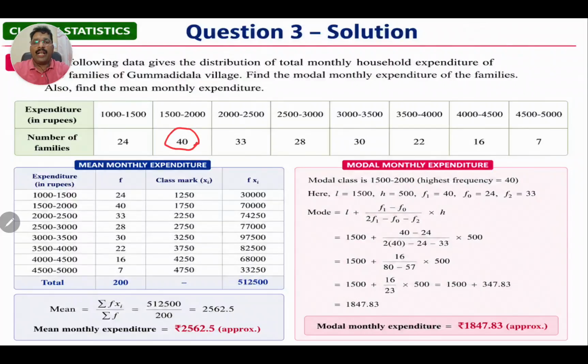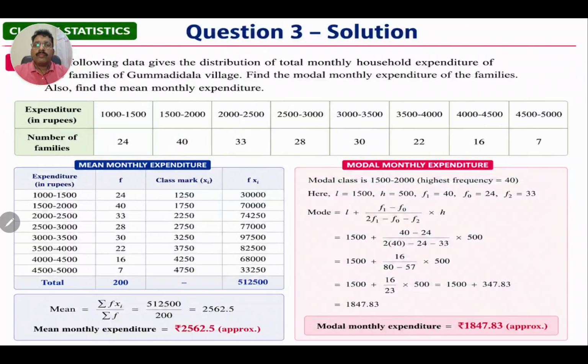So that class is called the modal class. If you know the modal class, then the f0 value before it, f1, f2, all the values, and the lower boundary of the modal class, 1500, is the lower boundary of the modal class. Substituting all the values in the given formula and simplifying, we got approximately 1847.83.